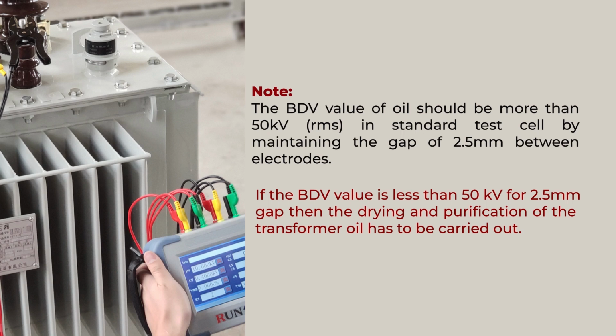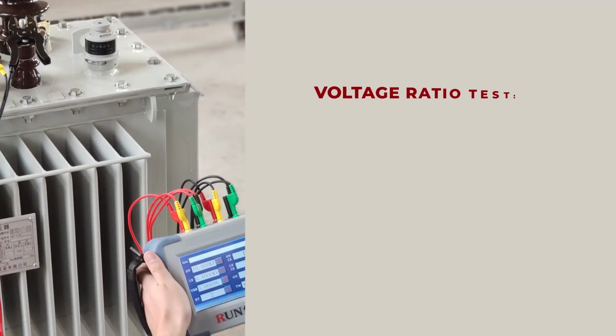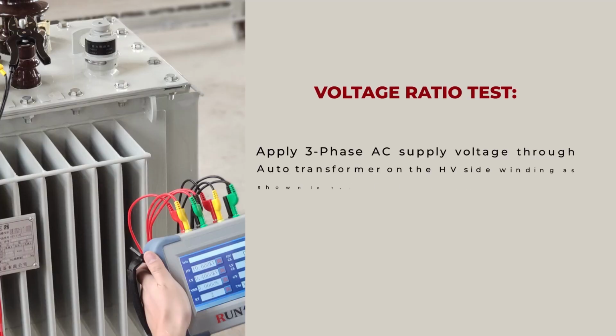If the breakdown voltage is less than 50 kV for a 2.5 mm gap, then one has to carry out the drying and purification of the transformer oil using the oil filtration machine. Once you find that the BDV is more than 50 kilovolt, then one can go for the voltage ratio test.